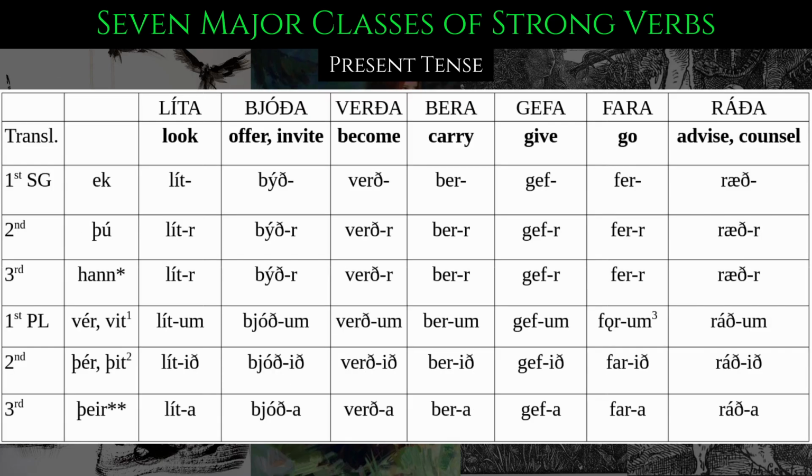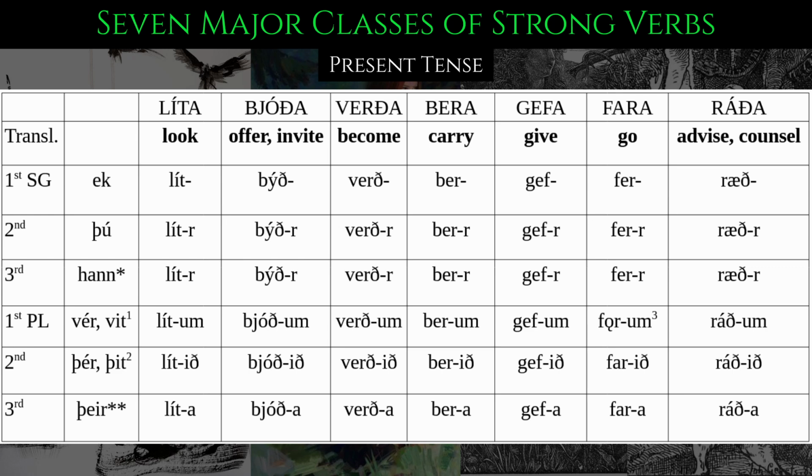Now, let us look at examples in the present tense for each of the 7 major classes. So, I know this table might look a little bit intimidating, but don't worry, we go through it step by step. Beginning with the first class, lita. Here, we're simply going first, second, third person singular and the same in the plural. Note, this time I included the pronouns for the dual. Well, in the plural for the dual.